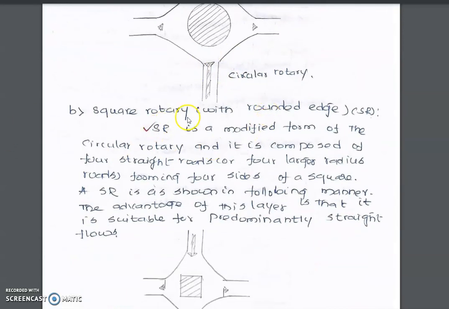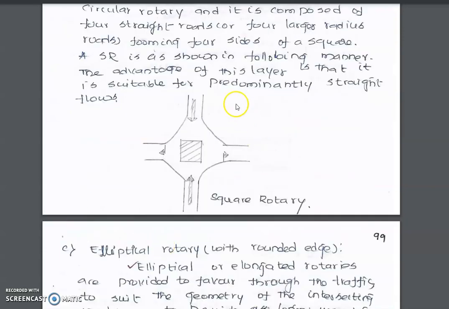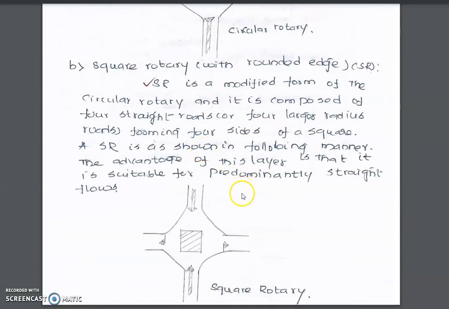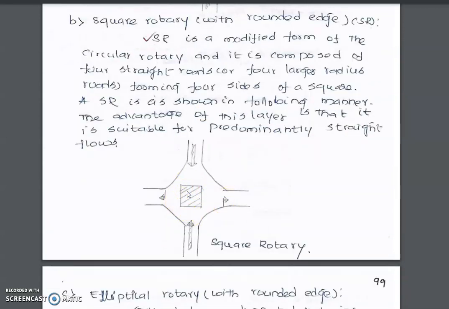Then the square rotary, with rounded edges. The square rotary is a modified form of the circular rotary, and it is composed of four straight roads or four larger radius roads, forming the four sides of a square. A square rotary is as shown in the following manner. The advantage of this layout is that it is suitable for predominantly straight flow. So this is the square rotary intersection design, established in the middle portion based on the square.